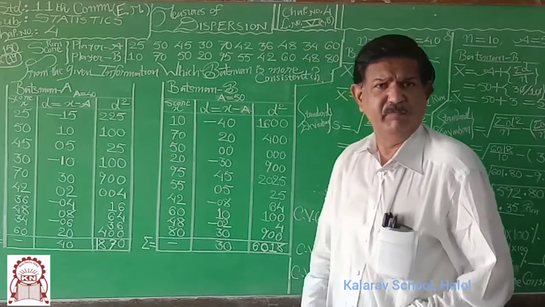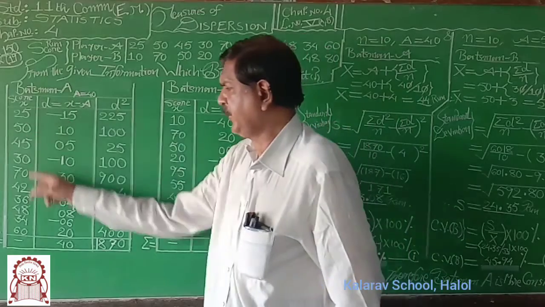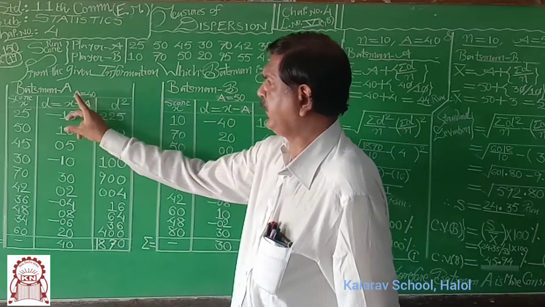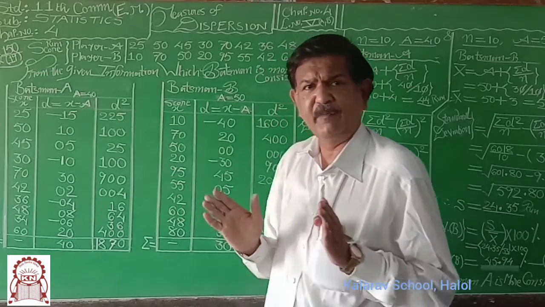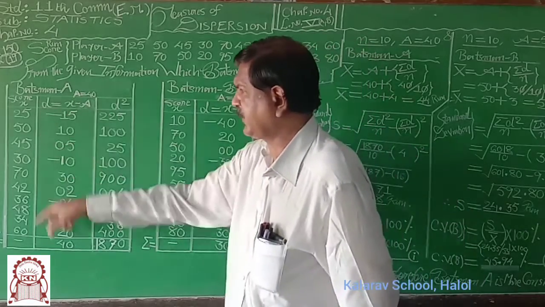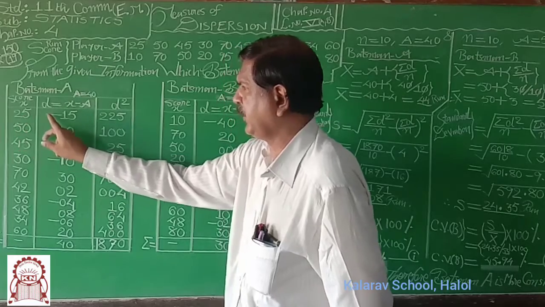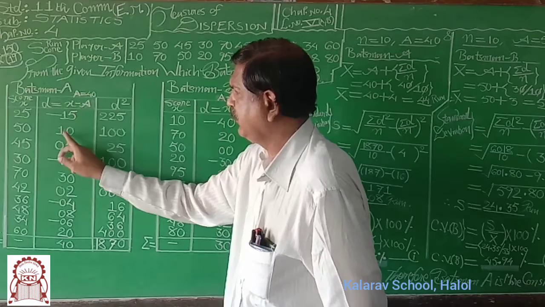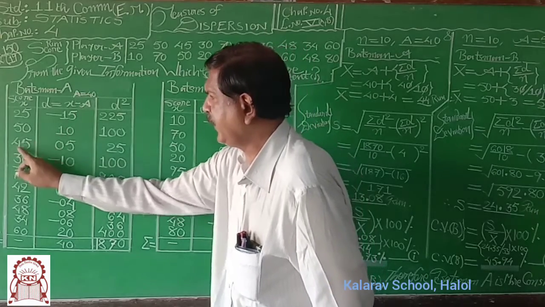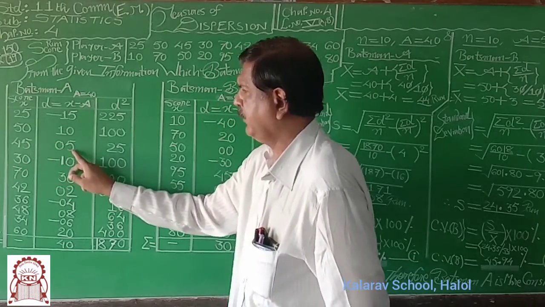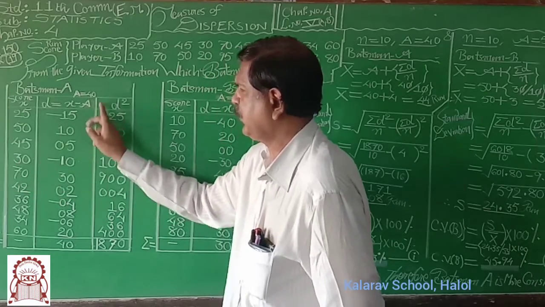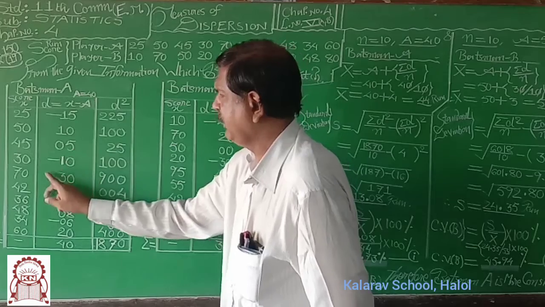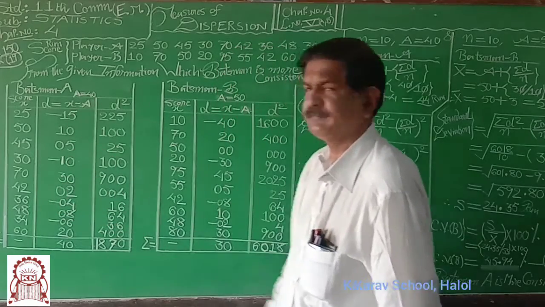Assume any value, means take not necessarily given in this series. Now we have taken A equal to 40. Now subtract 40 from each value of X. 25 minus 40, it becomes minus 15. 50 minus 40 becomes 10. 45 minus 40, 5. 30 minus 40 means minus 10. 70 minus 40 means 30, and so on.